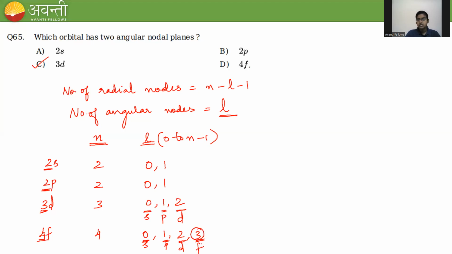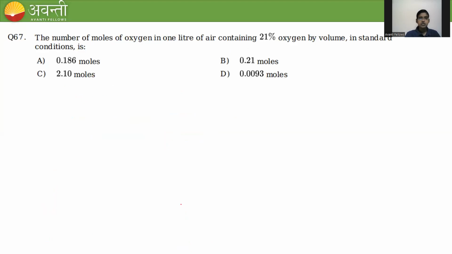Okay, an L value of 3 means the number of nodal planes will be 3. But we have to find the orbital which has only 2 angular nodal planes. So it is obviously the d orbital. Okay, so coming to the next question.